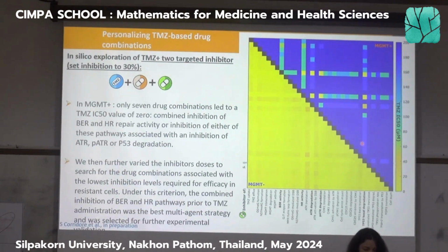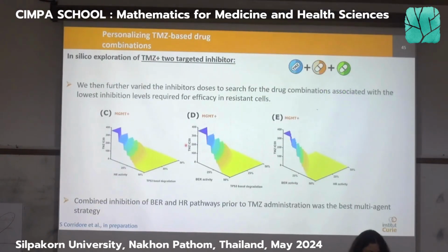And basically, the most interesting ones were the yellow ones, which kill a very large number of resistant cells. So what we did is, I'm going to the next slide. Yeah. What we did is, okay.